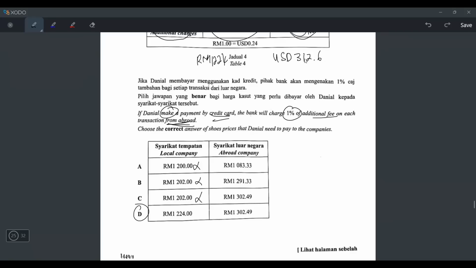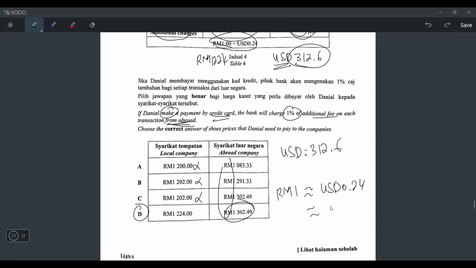Okay. But then why does this one and this one match? Why doesn't it match one? Yeah, because this one is in US dollar, all of this is in RM. So I will show you how to convert. So US dollar is 312.6. But they mention here RM1 is equivalent to USD 0.24. So if I want US dollar 312.6, then this will be a question mark, how much.